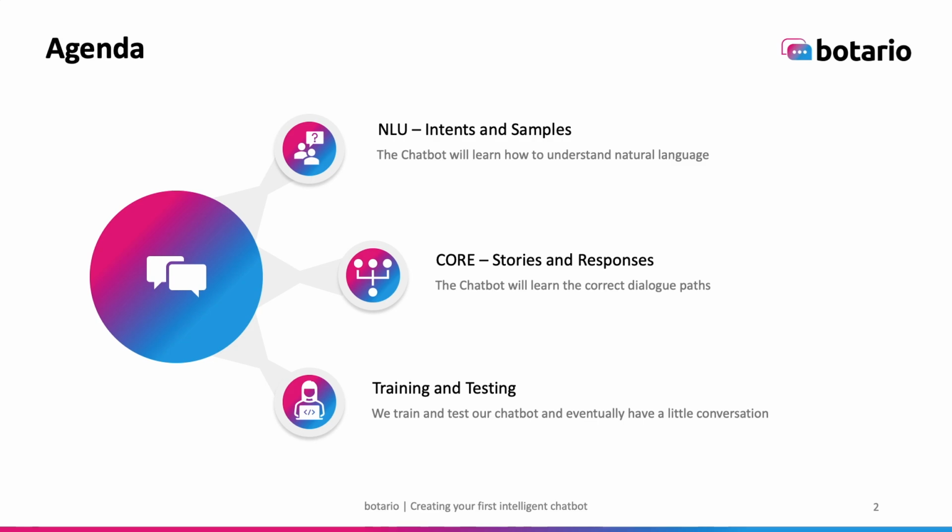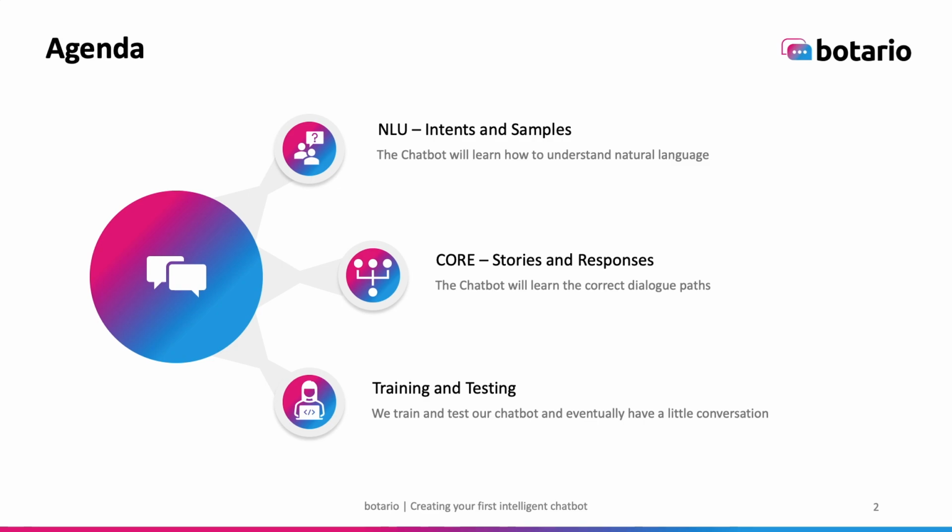And these are basically example messages that the user might write to the chatbot, and from these the chatbot will learn to predict the correct intents. So all in all, the chatbot will learn how to understand natural language. After that, the chatbot needs to learn how to answer correctly, right? The chatbot can recognize an intent, so now the chatbot needs to give the correct response. And for this, we will create stories and responses. And this can be summarized as the chatbot will learn how to predict the correct dialogue paths.